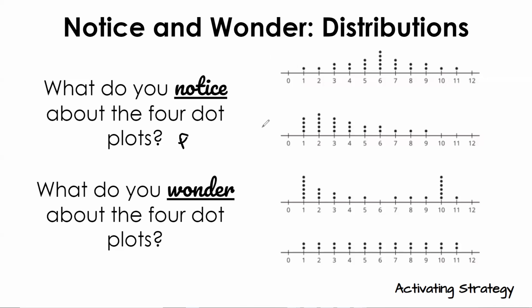Okay, peak is in the middle for the first one. There's a pattern. Peak in the middle. What else? What do you wonder? Are there any labels on these graphs? Do we even know what we're talking about? So I wonder what we're talking about, right?